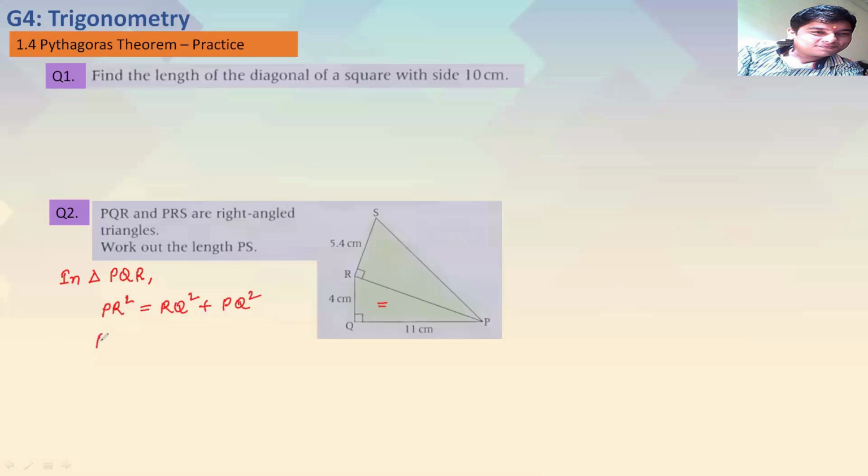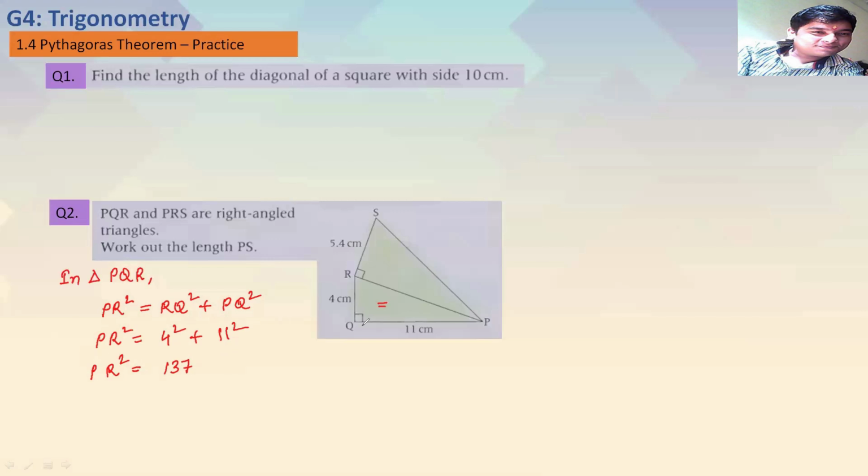So PR squared is equal to RQ, that's 4 squared, plus 11 squared. Next step: 137. It's going to be 137. Pretty good. Do we need to find out the square root of this? What do you reckon?